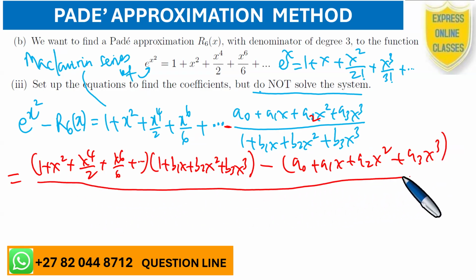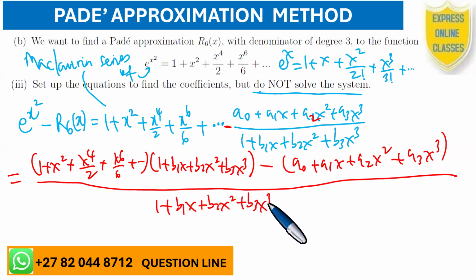All this is therefore divided by 1 plus b1x plus b2x squared plus b3x cubed. Like this. So now we have this numerator. So now what we do is that if this is the right approximation, then the numerator must become 0. In other words, we're going to make this equal to 0. And we're going to write exactly the following.